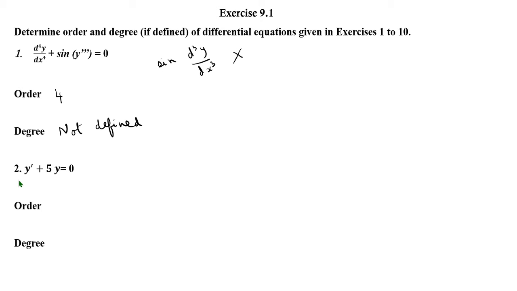The next one is y dash plus 5y is equal to 0. Here the order is the highest derivative of this equation. The highest derivative in this equation is 1. So the order is 1. Here the degree of this differential equation is the degree to which the highest order derivative is raised. Here the highest order derivative is raised to 1. So the degree is also equal to 1.